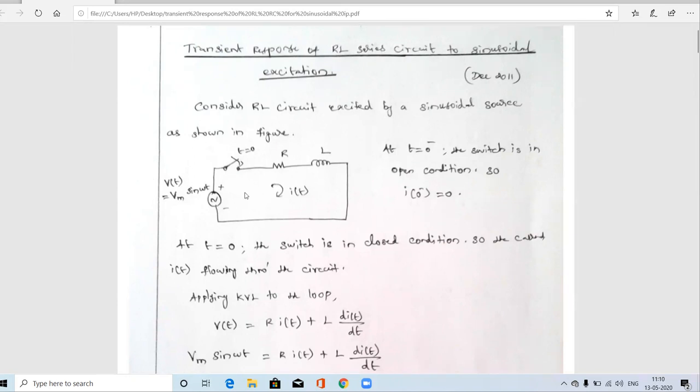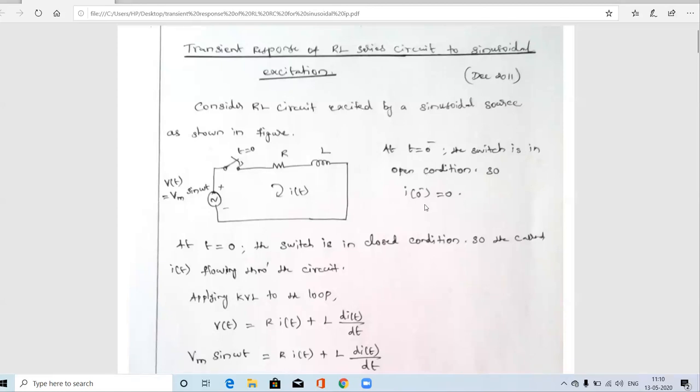We are going to discuss what current flows through this RL circuit at that time. Here the RL is not directly connected to the sinusoidal source, so using one switch we are connecting. We are considering time t equal to 0 minus. At t equal to 0 minus, the switch is in open condition. At that condition, there is no current flowing through this RL circuit. That's why I of 0 minus is 0.